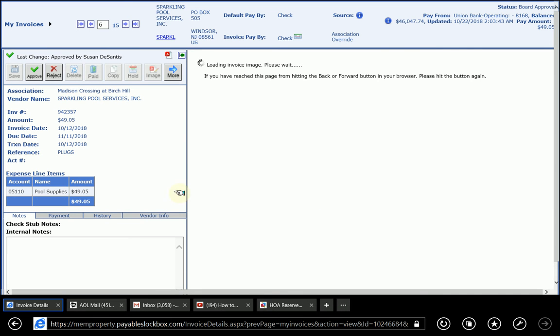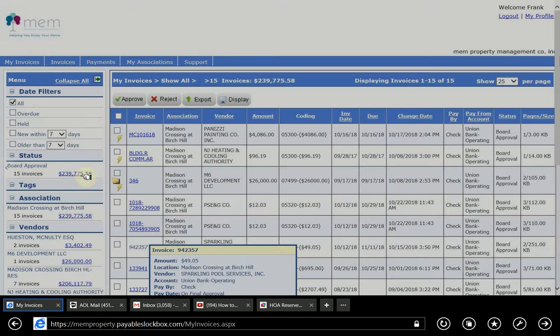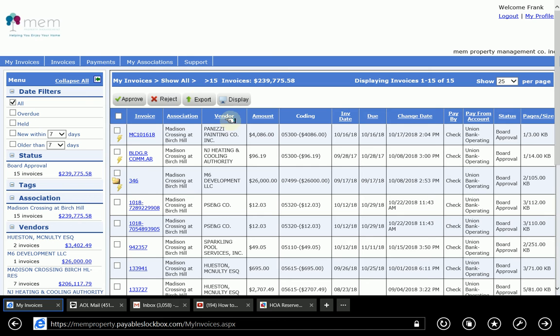To leave this particular item, there's a left arrow on the left side of the screen here. Clicking on that brings us back to the My Invoices screen. Let's look at one other particular item. How about right here? M6 Development LLC, $26,000 item.